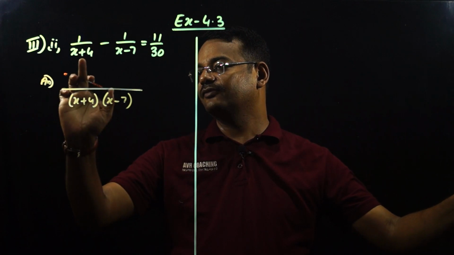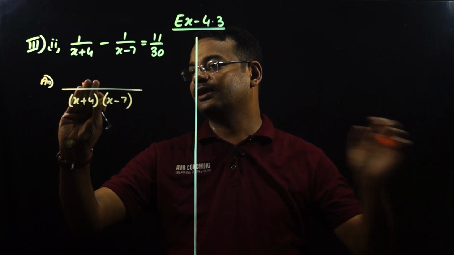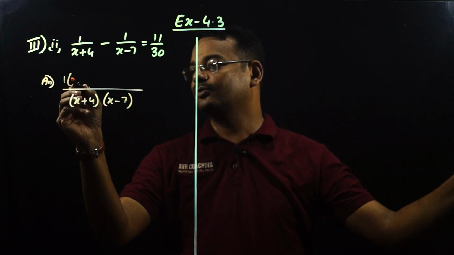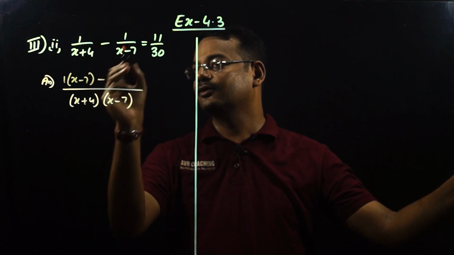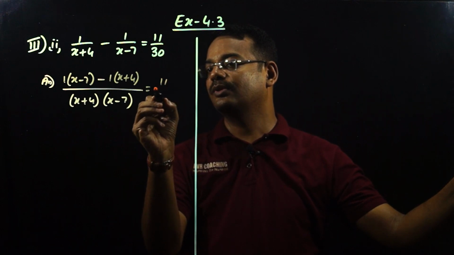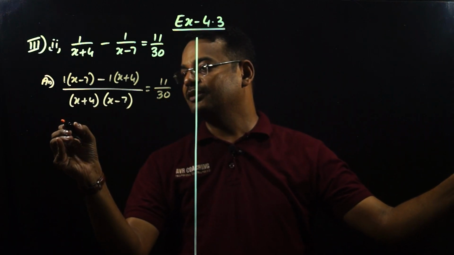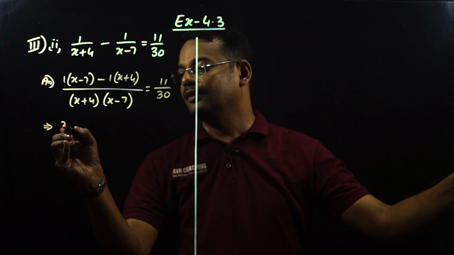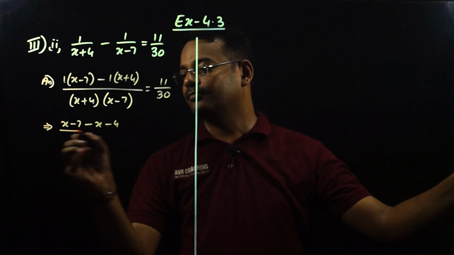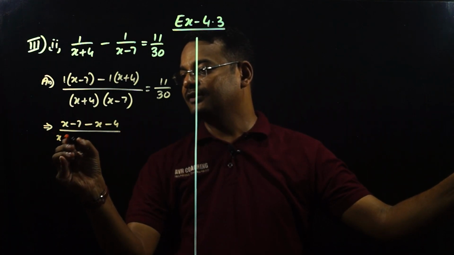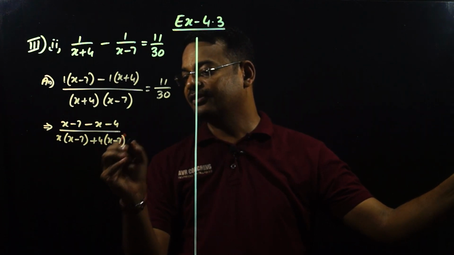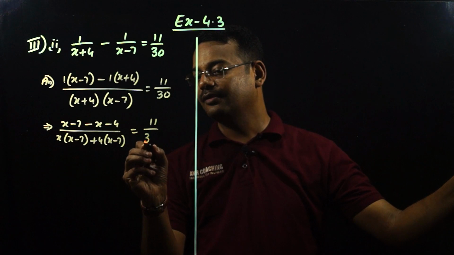So since here we have x plus 4, we will close x plus 4 and multiply x minus 7 with 1. So this will be 1 into x minus 7 minus 1 into x plus 4 by x plus 4 into x minus 7, equal to 11 by 30. This will be equal to x minus 7 minus x minus 4 by x plus 4 into x minus 7 equal to 11 by 30.